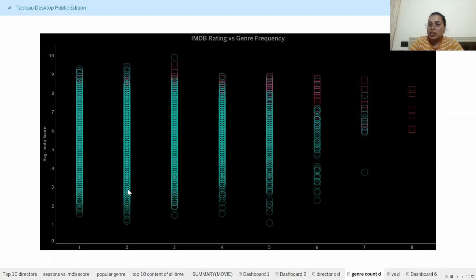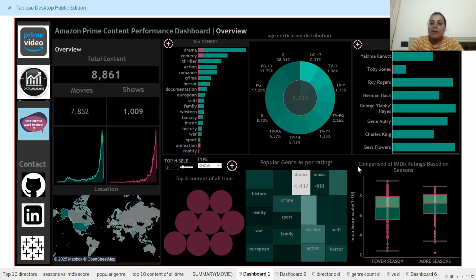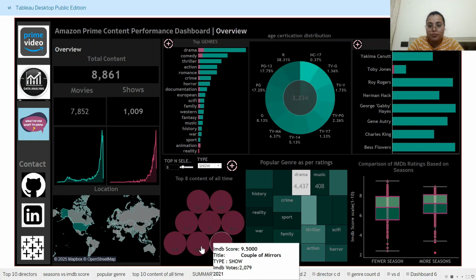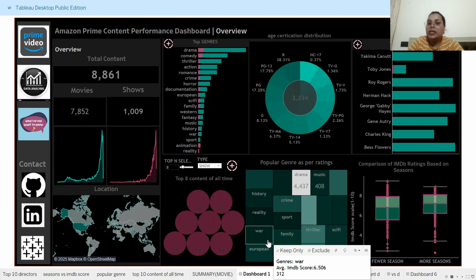So it would be related to this dashboard only. This is also a navigation bar, so if you click on it, you will get the main dashboard. Okay, so it was all about the genre.